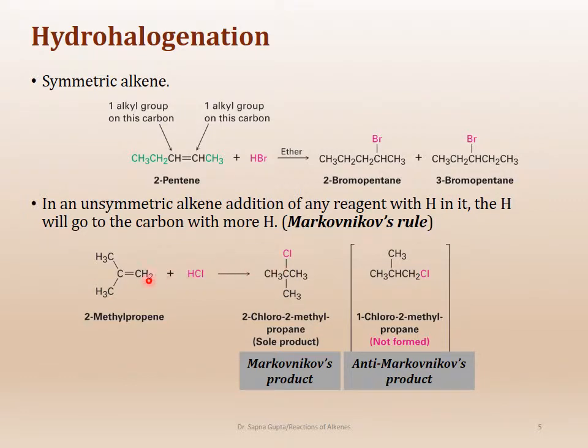invariably the carbon with the more hydrogens is going to get the hydrogen, all right, and the carbon with the less hydrogens will get the chlorine, all right. So the carbon with the more hydrogens gets the hydrogen, and that is called Markovnikov's product, all right. And the other one, in which the chlorine is going to go to the carbon with more hydrogens, is called the anti-Markovnikov's product, which in this case does not even form, okay, which means that the only product that will form is going to be the Markovnikov product.